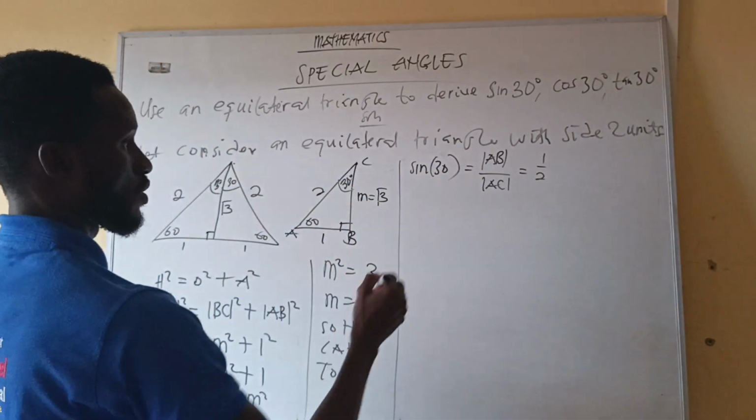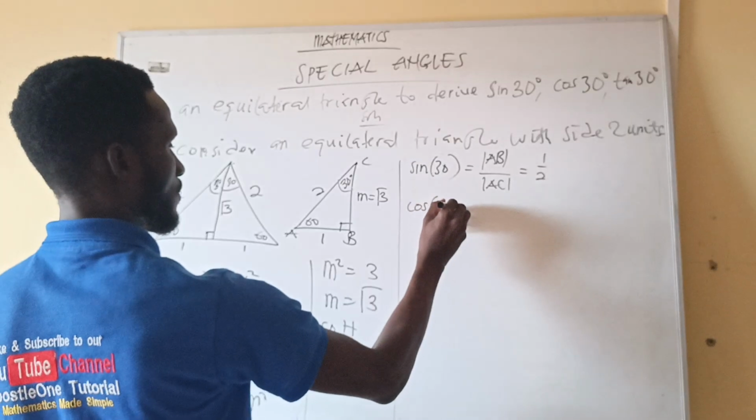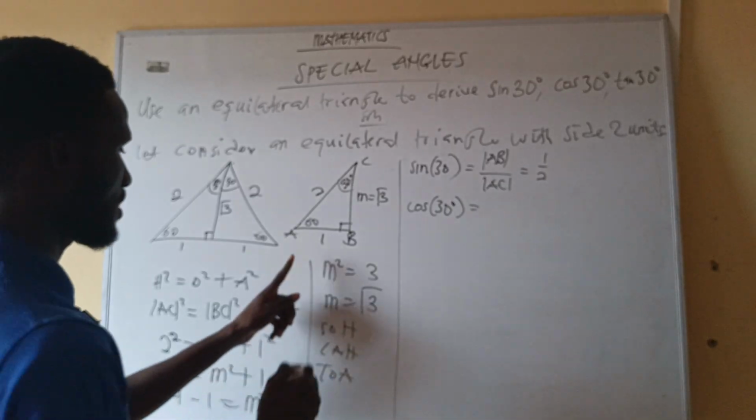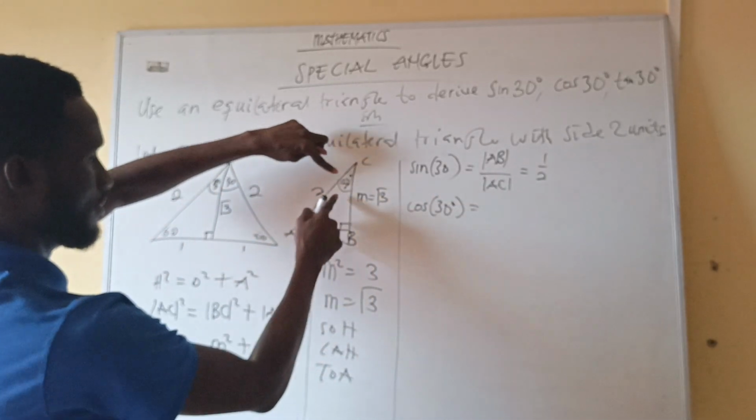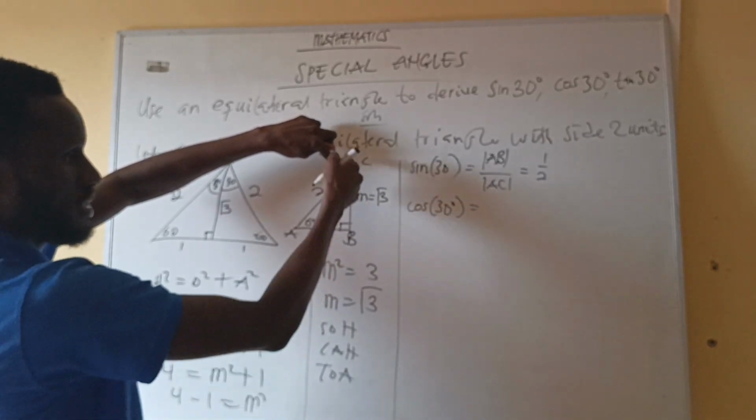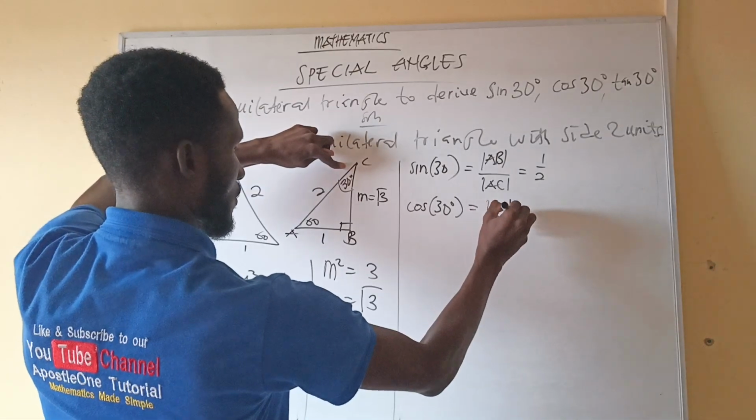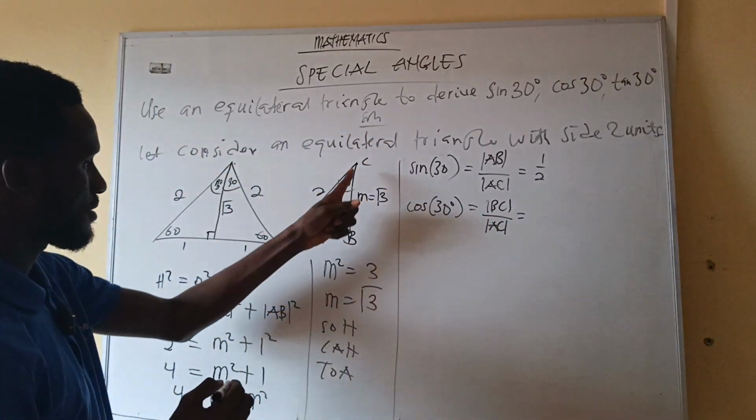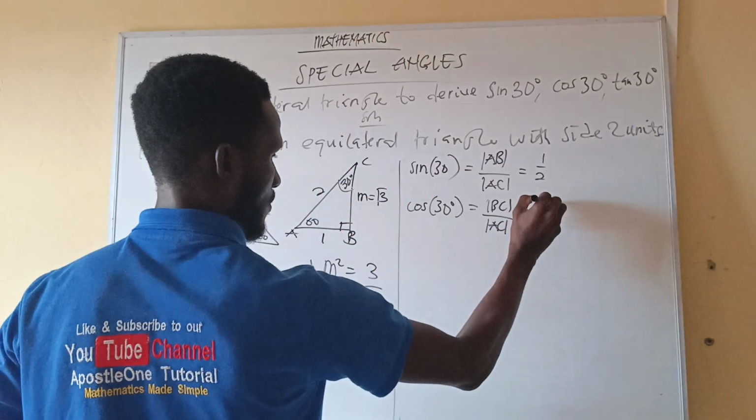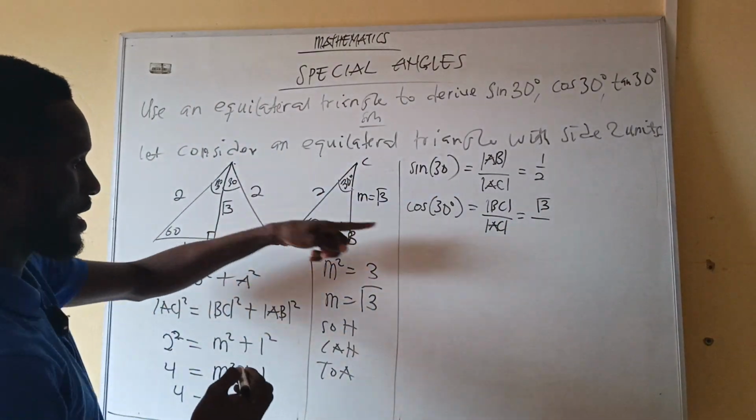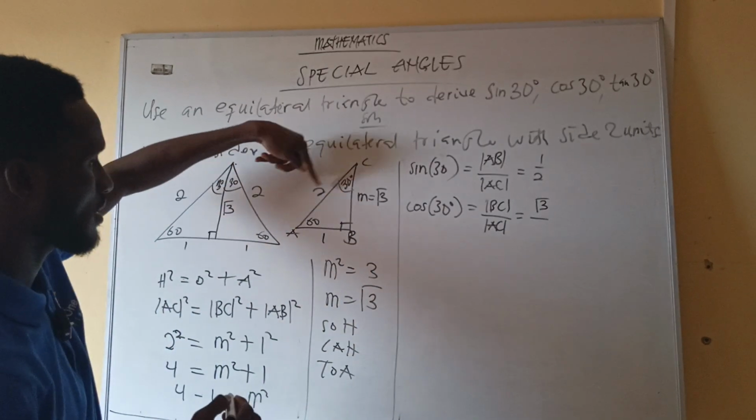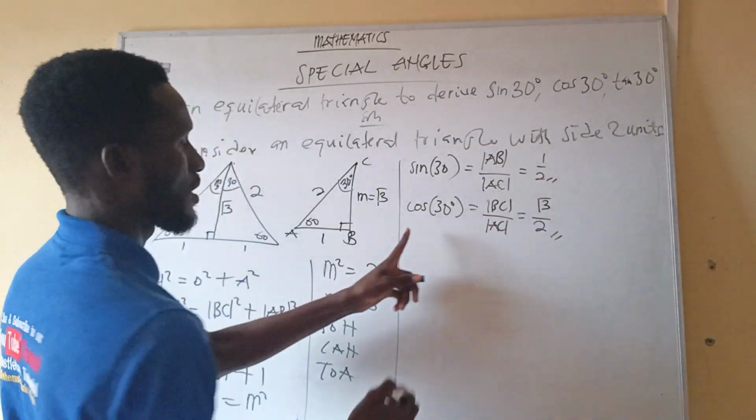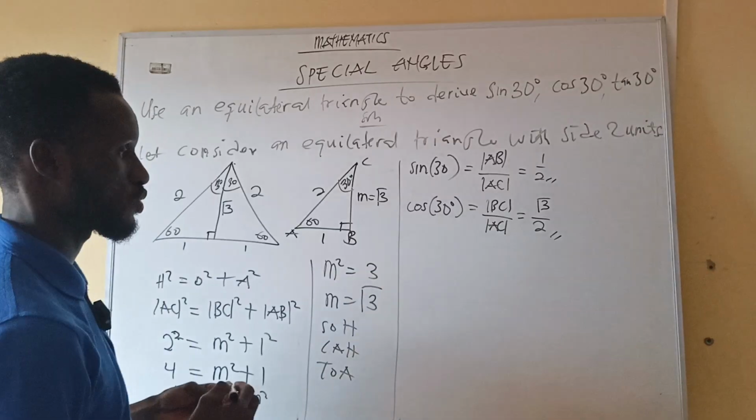Now let's solve for cos 30. What is cos 30? The cos is adjacent over hypotenuse. The adjacent is BC. The hypotenuse is AC. Now, BC is root 3, and then AC is 2. So anytime you have cos 30, it is the same as root 3 out of 2.